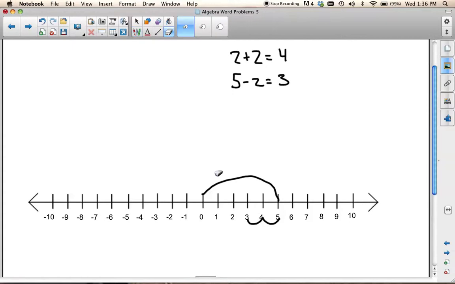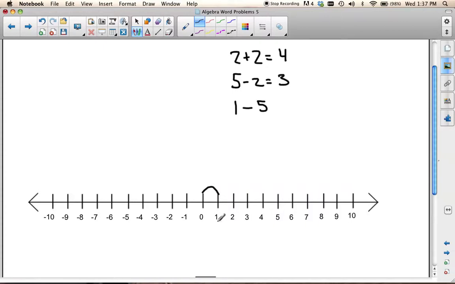But now number lines and integers run both ways. Integers are all positive and negative whole numbers, so not decimals, but all positive and negative whole numbers. So what if we have 1 minus 5? Well, we would start from 0, go to 1, and then take away 5: 1, 2, 3, 4, 5. That gives us negative 4.